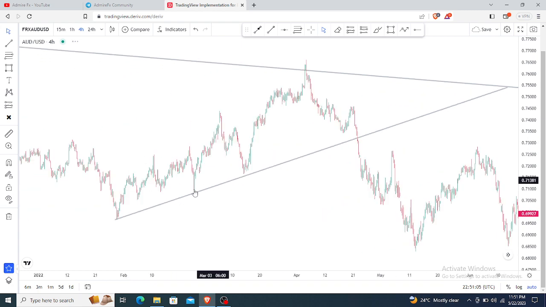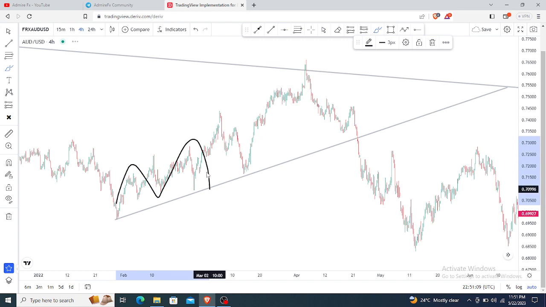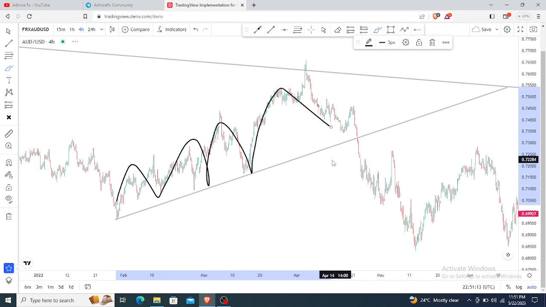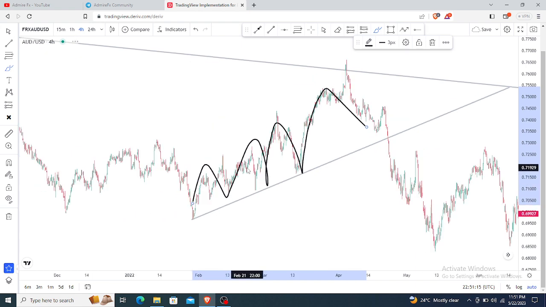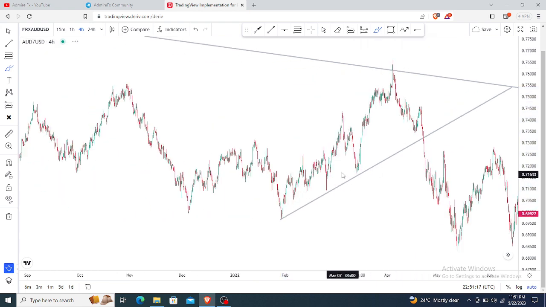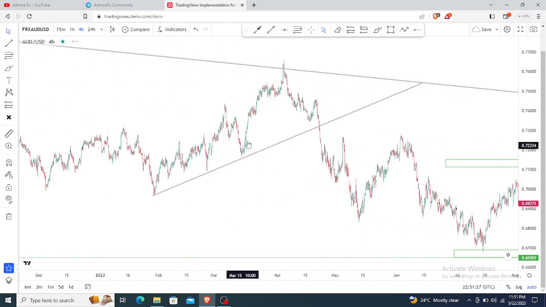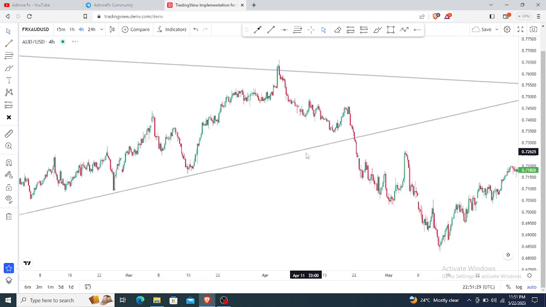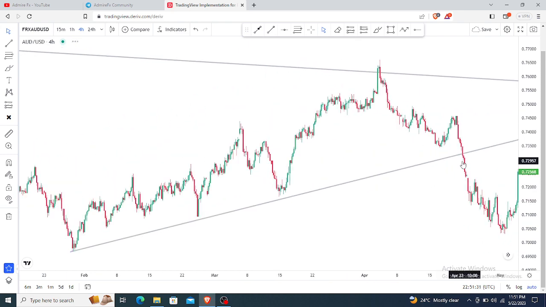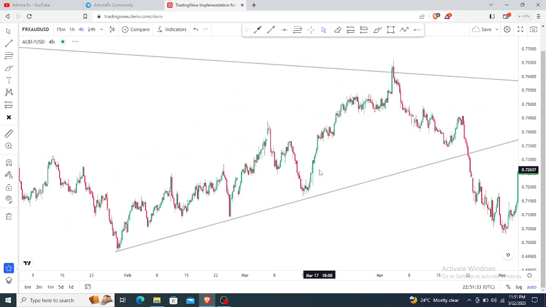So after drawing his trend line, he waits for price to keep on moving, just like he's doing here, bouncing there, bouncing there. He doesn't make his entry until price is able to break this counter trend line. As you can see here, price has to break the counter trend line before he makes his entry.